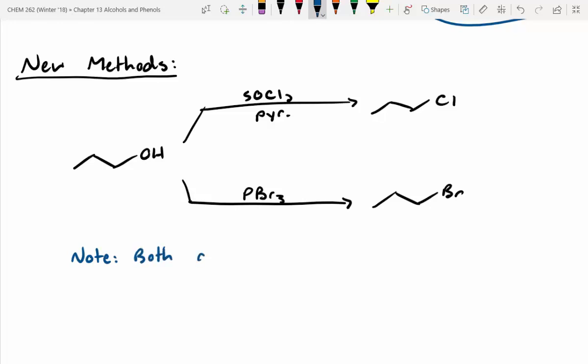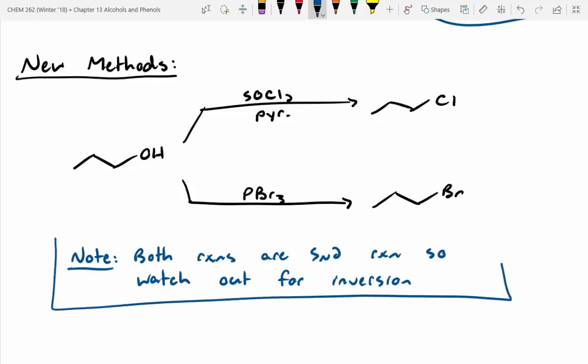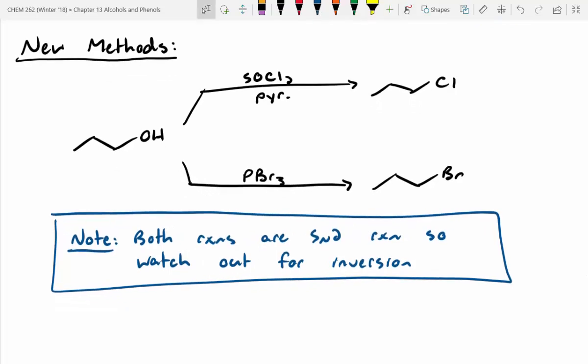Another note is both reactions are SN2 reactions. So watch out for inversion. Oops, that R doesn't look very good. There we go. We saw last term that anytime you do SN2 chemistry, you're flipping your electrophile inside out like an umbrella flipping inside out. The same thing happens in these. So if you do have a stereocenter, you're going to invert that stereocenter.